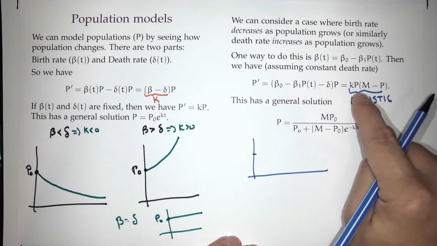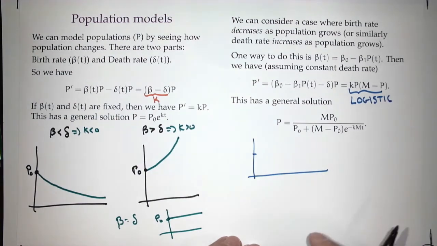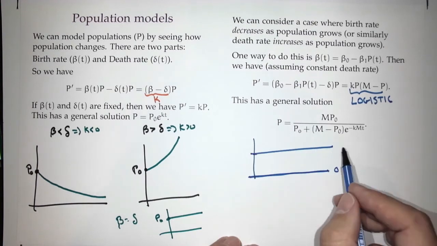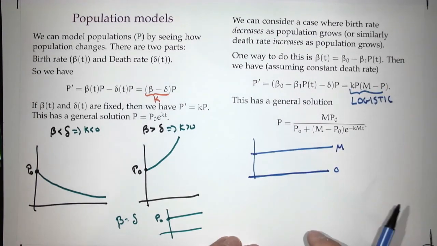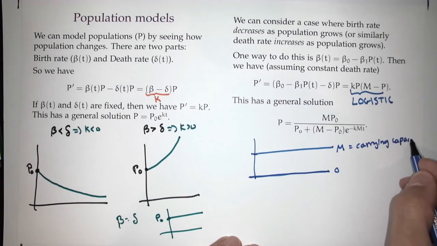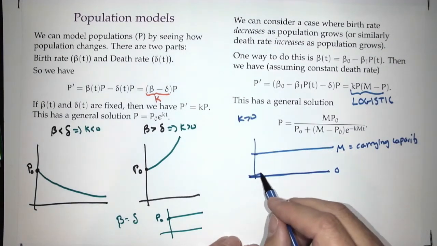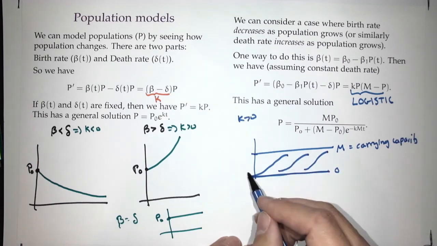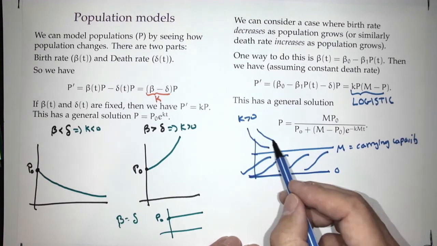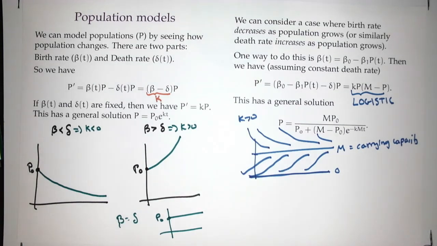Now, in the last minute, let me point out some things. For what values of p does p prime equal 0? 0 and m. If p equals m, this m is sometimes called the carrying capacity. Now if k is positive, you're going to go up. So if you're below your carrying capacity, you move up. If you're above your carrying capacity, you move down. And that's what happens here. That's the reflection of the equation.